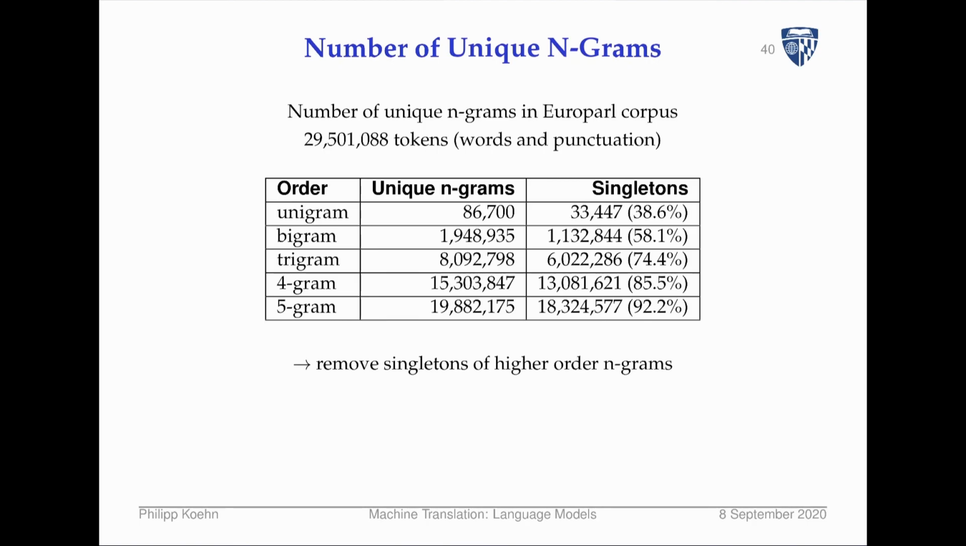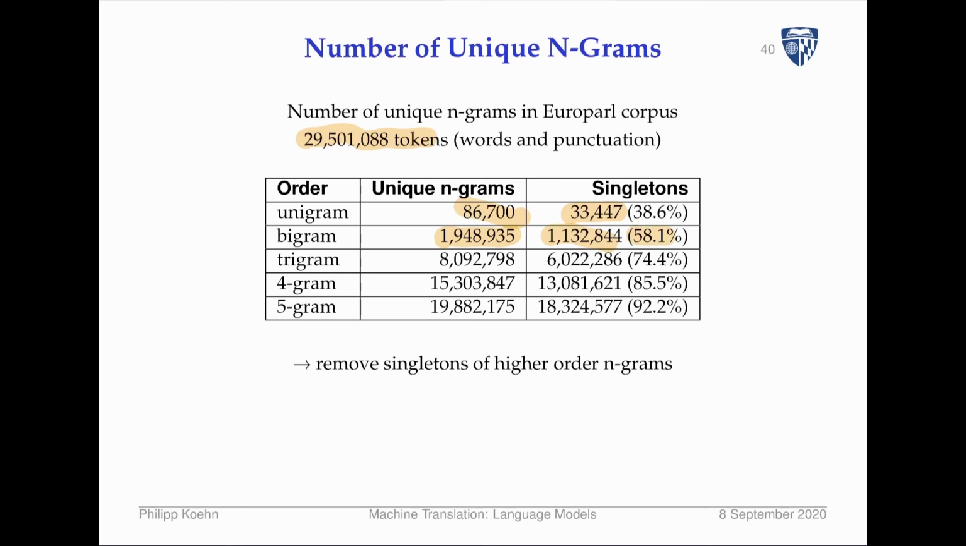This is just some statistics on n-grams occurring in the Europarl corpus. There are about 30 million words in there, but only 86,700 different words. Of those, 33,000 are singletons. Zipf's law should ring in the back of your head there. For bigrams, there are 2 million different bigrams, but 1.1 million are singletons. That's 48% of all observed bigrams.